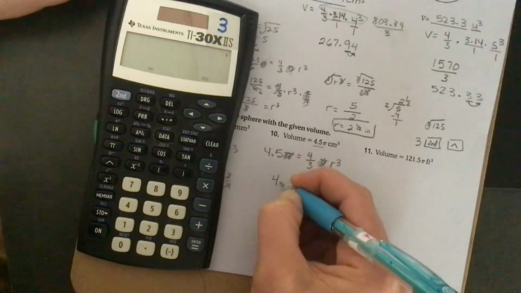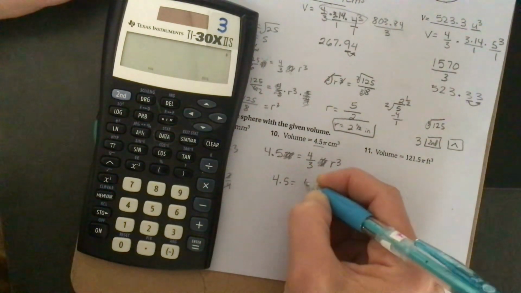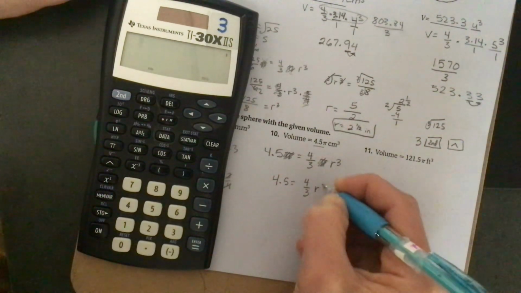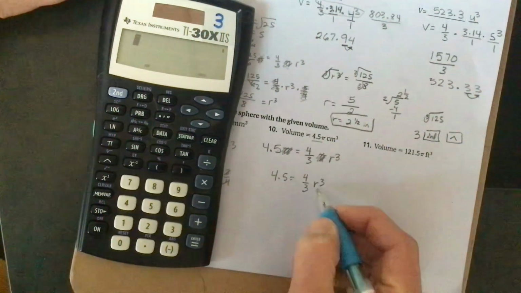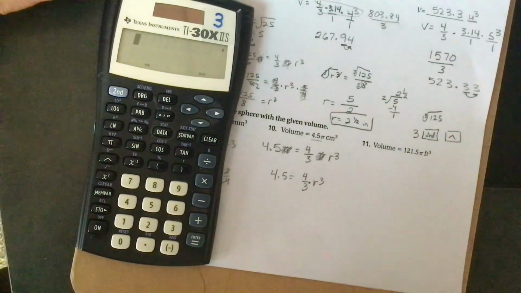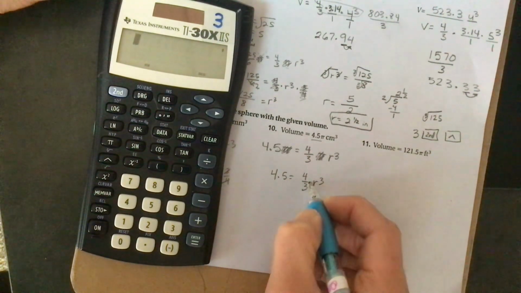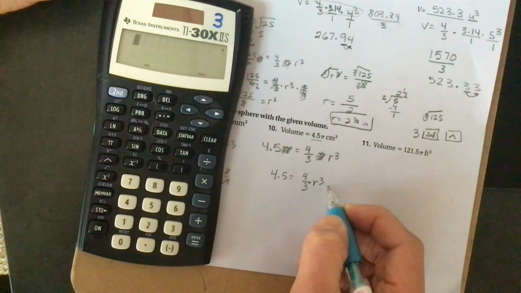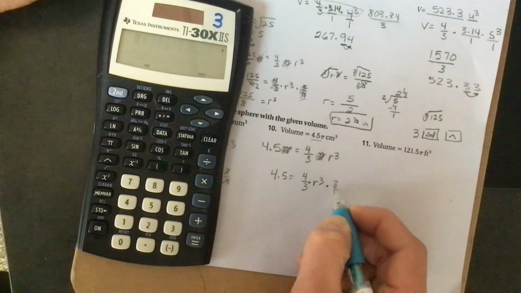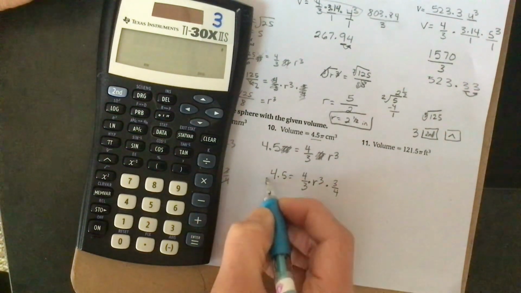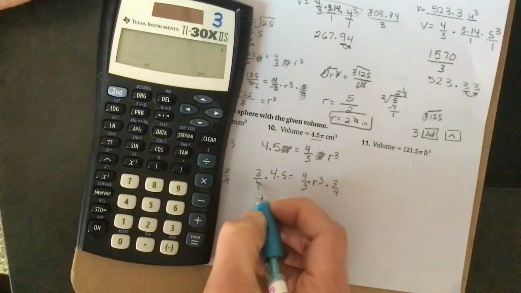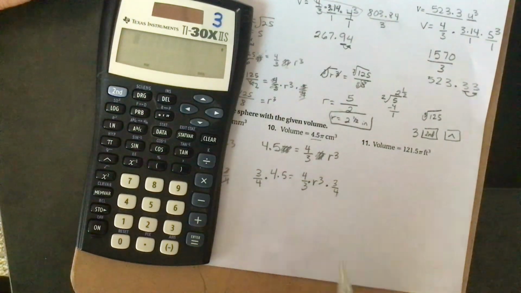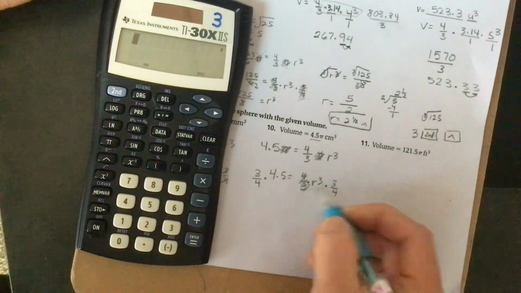I like to rewrite. I think it looks a lot neater, and it's a lot easier to tell what to do. There we go. So I'm going to move this 4/3 away from r cubed, and since that's multiplying, we don't divide, because we don't divide fractions. We multiply by the reciprocal. And what I do to one side, I do to the other. Please make sure you have that written on both sides. Okay? Cancels.